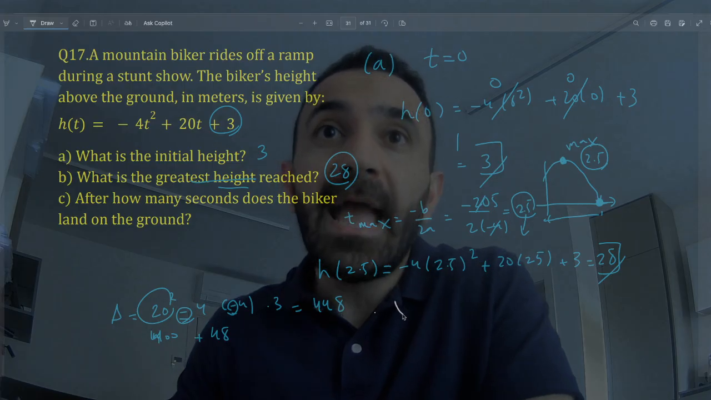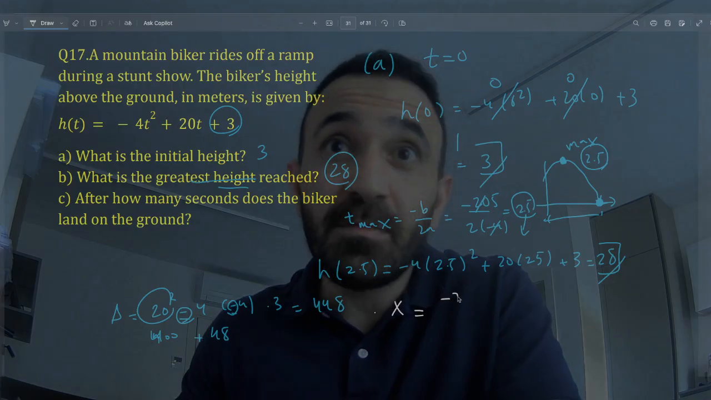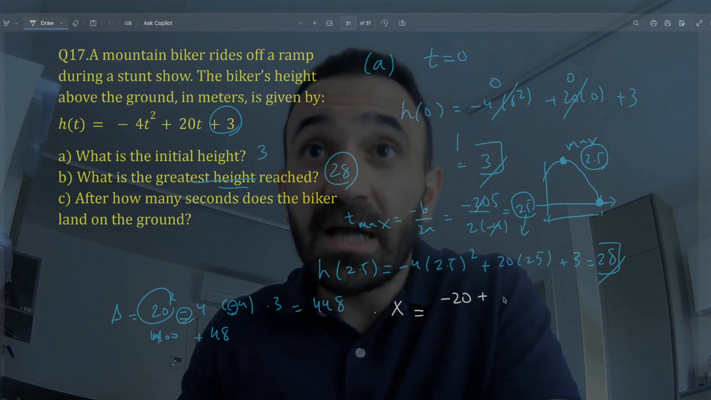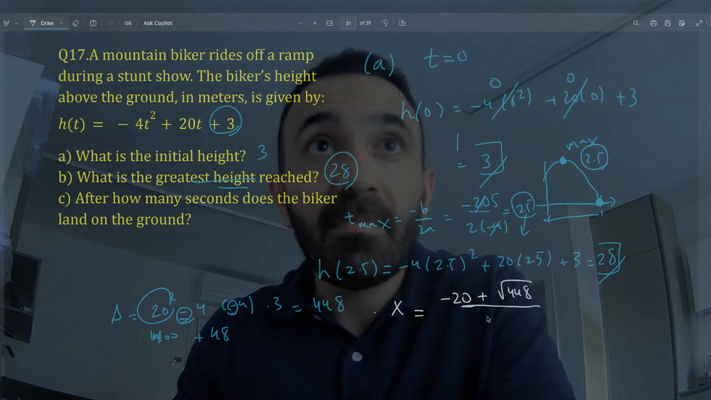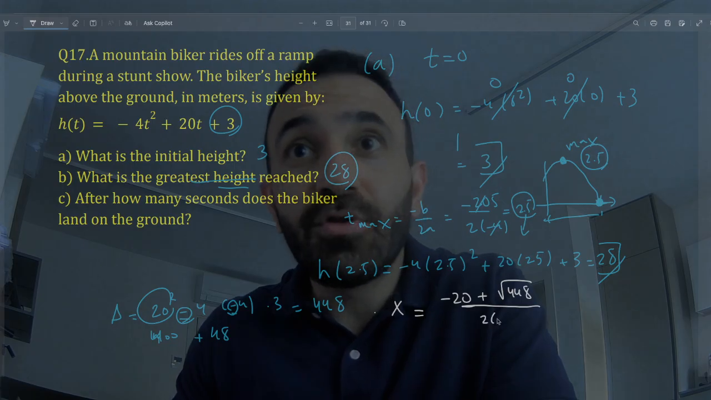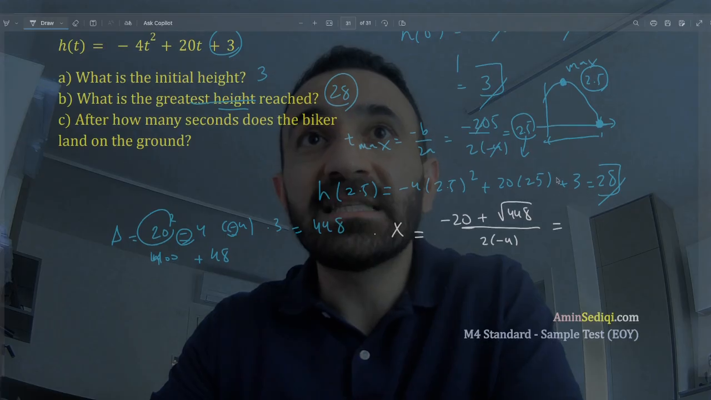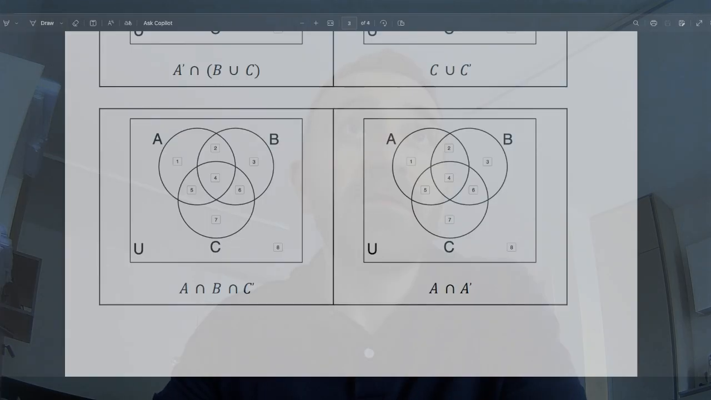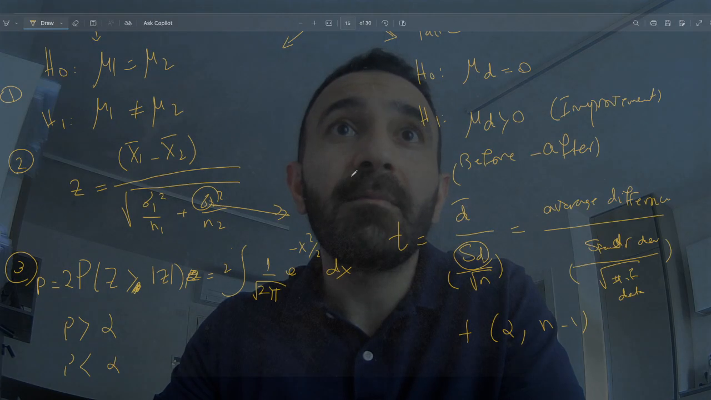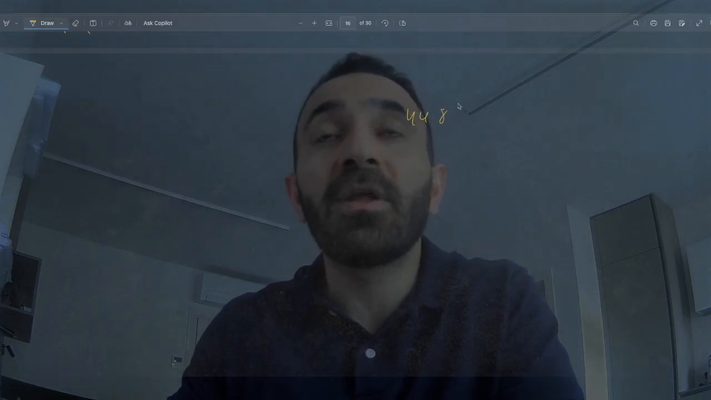Now, the x-intercept that I want to find is minus b, which is minus 20, plus square root of 448, divided by 2 times minus 4. Okay, you need to simplify this in your question. How can you simplify this? Let's find the square root of 448. What is the square root of 448?